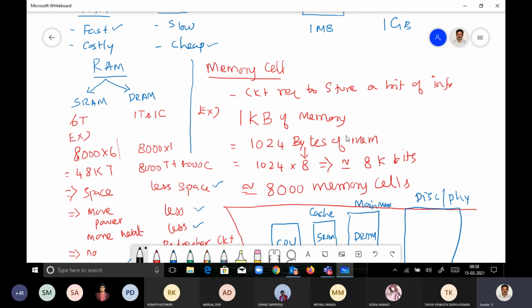The problem with the capacitor is that once it is fully charged, it will automatically leak the charge. So we need to refresh. We need to retain that charge in the capacitor, so we need some mechanism. That mechanism is called a refresher circuit. So we need a refresher circuit in dynamic RAM.